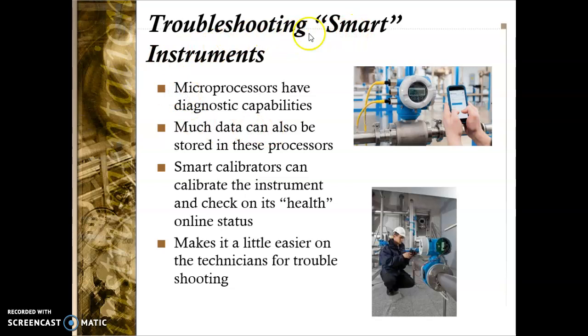Next, we'll just talk shortly about troubleshooting smart instruments. This is what you're going to be exposed to a lot. There are microprocessors in there. They have diagnostic capabilities. And a lot of the data can be stored in these processors. Sometimes you can go back and find exactly where the error occurred. And it makes it a lot easier for technicians when you're troubleshooting. So smart calibrators will be something you'll be seeing a lot more of in one of the areas that we were just learning and working with.